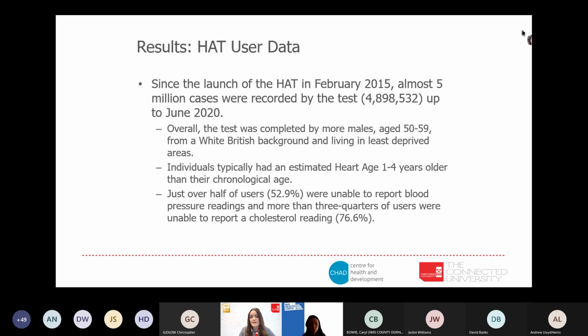Individuals were typically found to have an estimated heart age 1 to 4 years older than their chronological age, and just over half of users were unable to report their blood pressure readings, and more than 3/4 of users were unable to report a cholesterol reading.